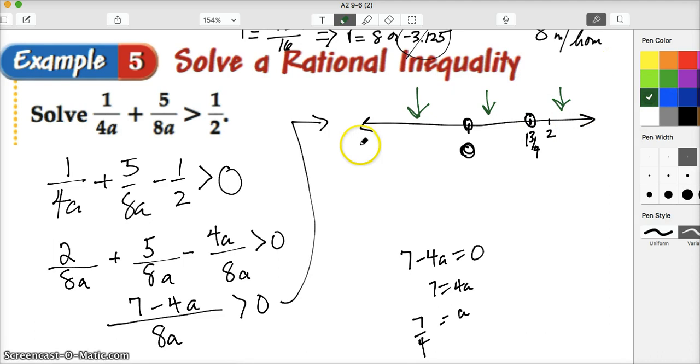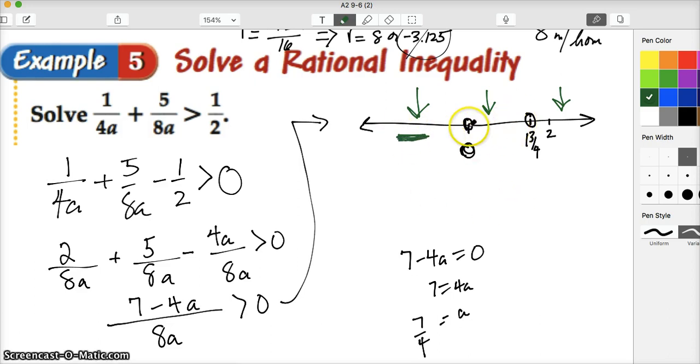All right, so what number could I try here? Let's say -1. If I put -1 here, the numerator would end up being positive. Do you guys see that? 7 minus 4 times -1, that's going to be a positive 4, a positive answer. But if I put that same -1 in the denominator, that's negative. A positive divided by a negative is going to be negative. So the answer in this whole section, less than 0, is negative.